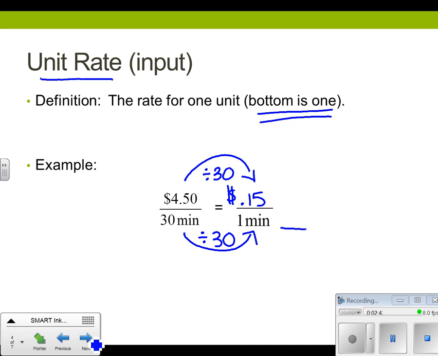Whenever you see a 1 in the bottom of something, or you hear that word per, like miles per hour or $3 per pound, that word per, you're thinking unit rate for just one value.